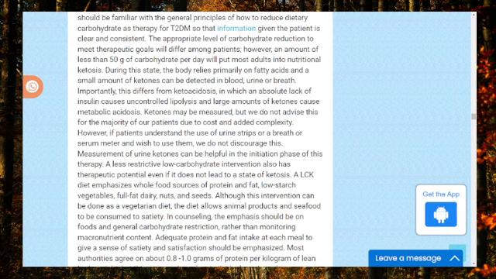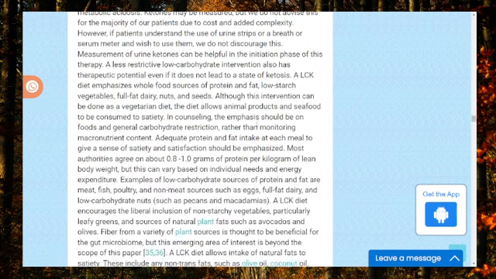LCK diet emphasizes whole food sources of protein and fat, low starch vegetables, full fat dairy, nuts and seeds. Although this intervention can be done as a vegetarian diet, the diet allows animal products and seafood to be consumed to satiety. In counseling, the emphasis should be on foods and general carbohydrate restriction rather than monitoring macronutrient content. Adequate protein and fat intake at each meal to give a sense of satiety and satisfaction should be emphasized.